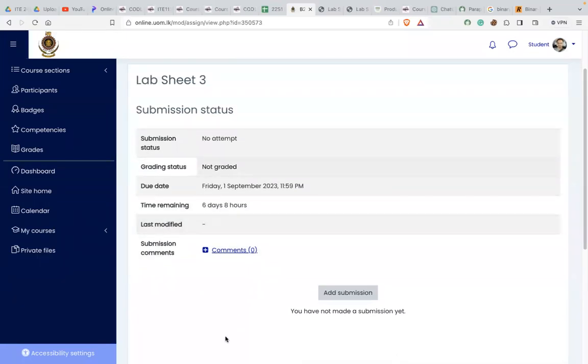So is it okay to do it in a Word document? Yes, you can upload it as a Word document.